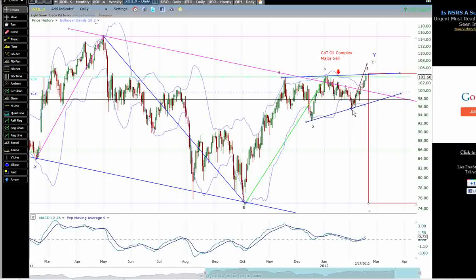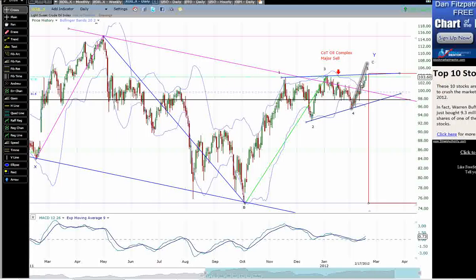For this to be correct, this red line here is the size of this wave 3, so it needs to stay shorter than that for that type of pattern to be valid. So that's why I have that projected there.